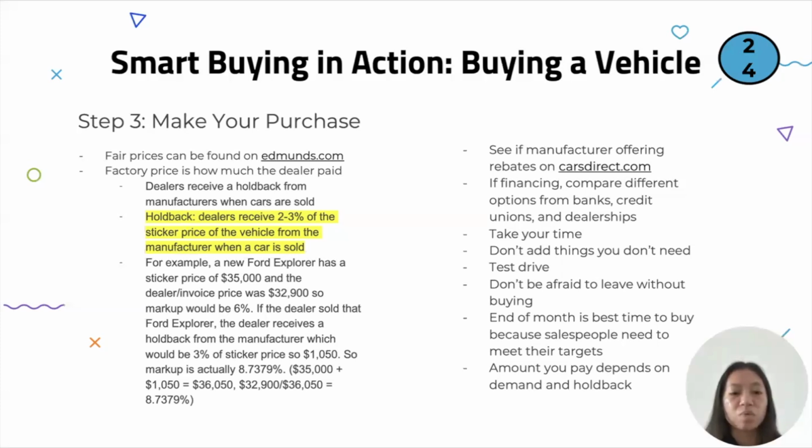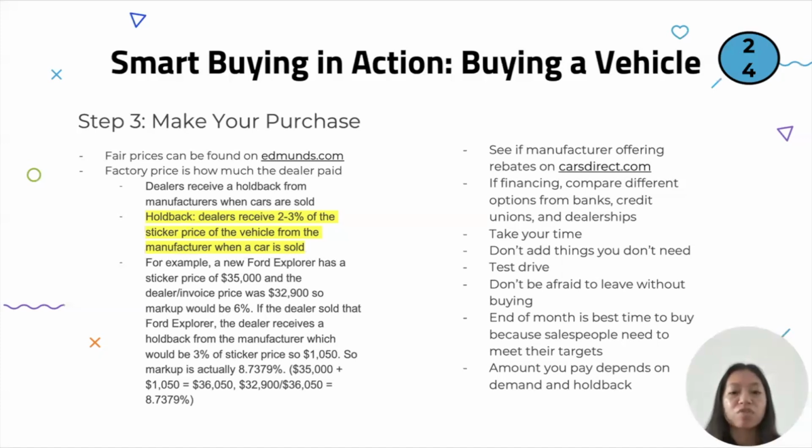For example, a new Ford Explorer has a sticker price of $35,000 and the dealer invoice price was $32,900, so the markup would be 6%. If the dealer sold that Ford Explorer, the dealer receives a holdback from the manufacturer, which would be 3% of the sticker price, so it would be $1,050. So the markup would actually end up being 8.7379%.